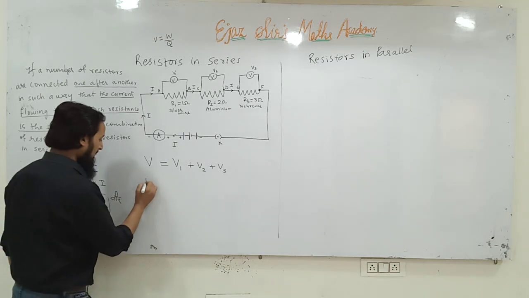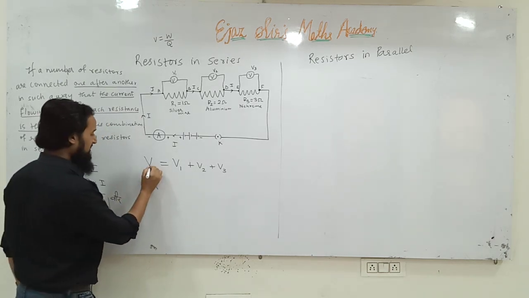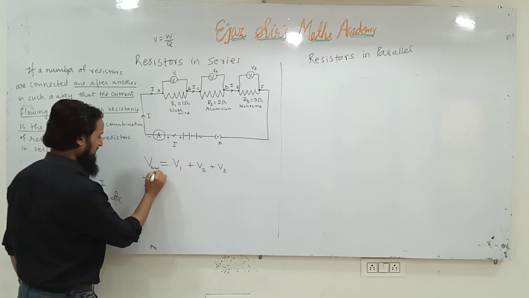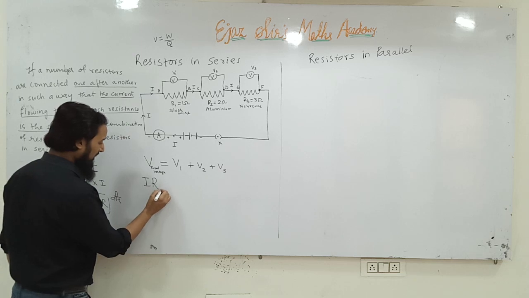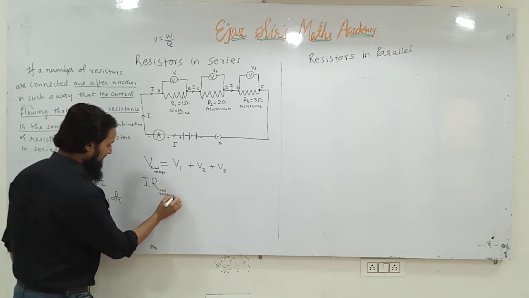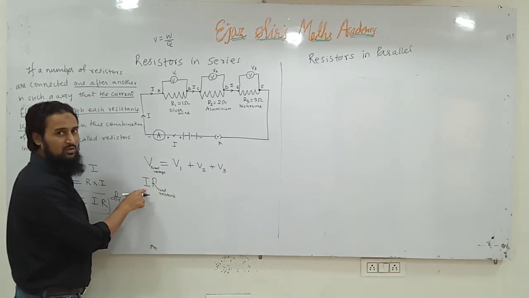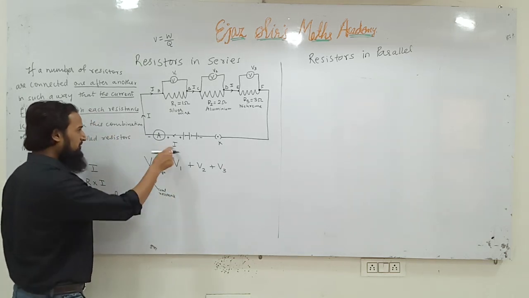So V is equal to IR. What is this V? V is the total voltage. So what will R be? R is the total resistance. We cannot write I total, current total, because I itself is current.